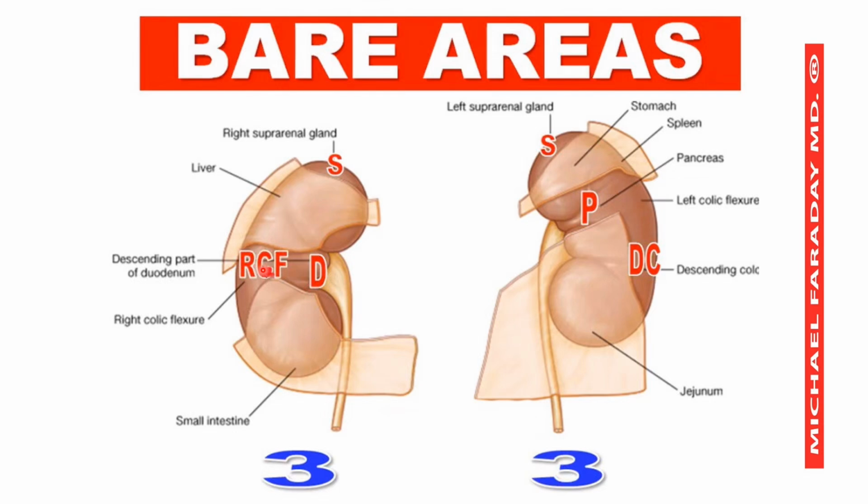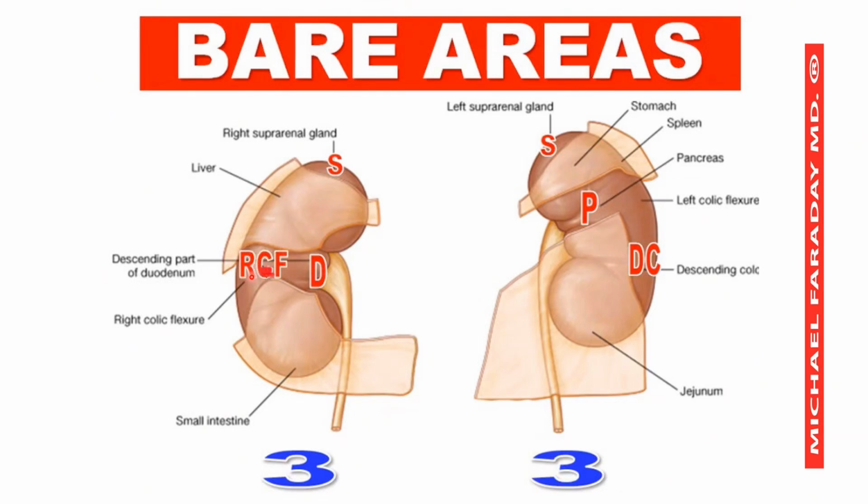For the left kidney, the left suprarenal gland has no peritoneal covering. The body of the pancreas has no peritoneal covering. Then the descending colon has no peritoneal covering. When we come to the right, the right suprarenal gland has no peritoneal covering. Then the descending part of the duodenum has no peritoneal covering. Then the right colic flexure too has no peritoneal covering.